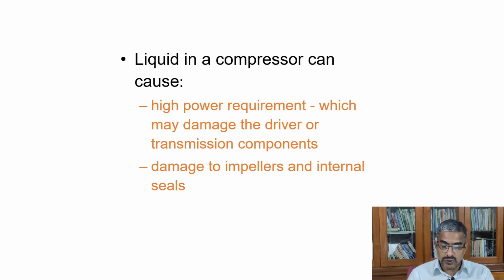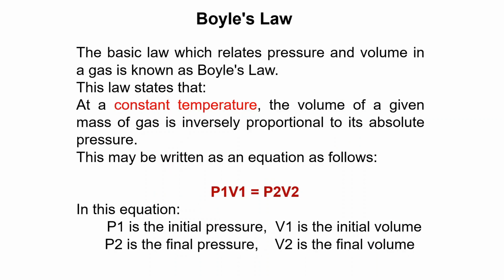Liquid in a compressor can cause high power requirement, which may damage the driver or transmission components, and damage impellers and internal seals. That is why in most cases an inlet knockout drum is provided before the compressor to remove maximum liquids, preventing them from entering the compressor casing. Before going into detail on compression, some basic laws explain the relation between pressure, temperature and volume. Let us understand the basics.